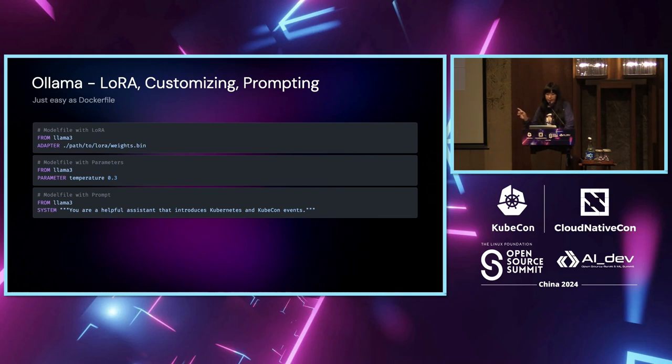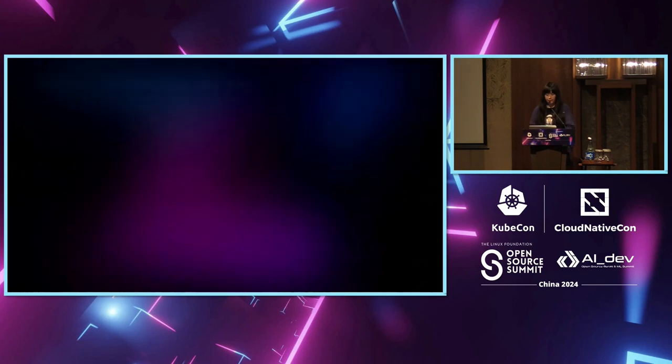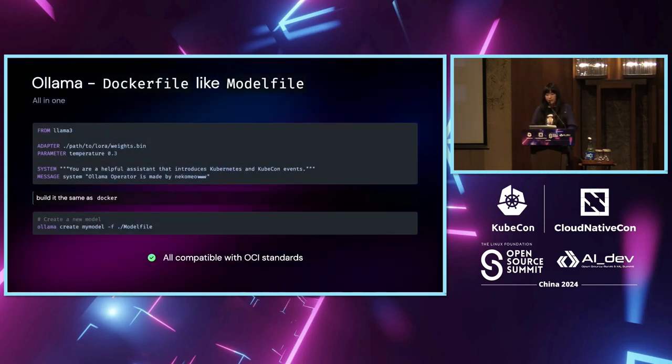This is how you can customize the model with Ollama. You can add multiple layers of LoRA, you can pre-configure the parameters, and even do some prompt engineering. As you see, the structure of this file and the syntax is the same as a Dockerfile. And yes, the way to build and bundle the image of the model is the same as Docker, while it's still compatible with OCI standards.